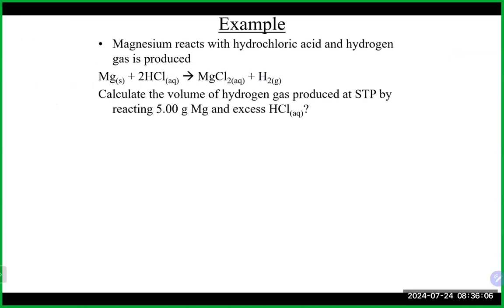Magnesium reacts with hydrochloric acid, which you'll do next week, I think, this exact one. Through this reaction, calculate the volume of hydrogen gas that should be produced at STP if you started with 5 grams of magnesium. I believe magnesium is 24.31.